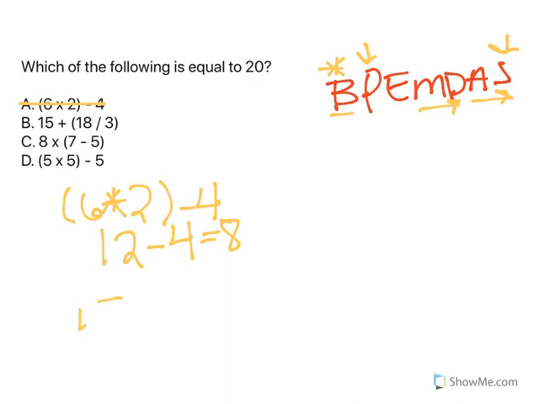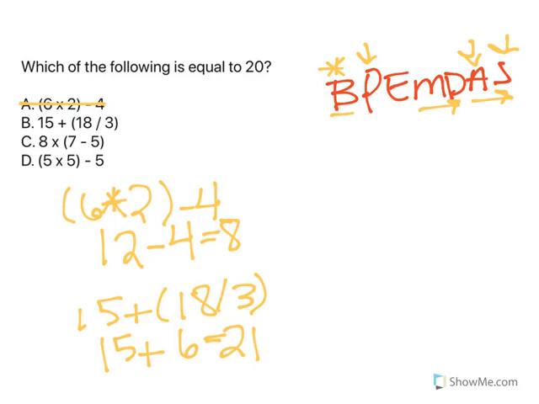And then for B, I have 15 plus (18 divided by 3). However, again, I need to do what's in the parentheses before I'm able to do the addition that I see. So 18 divided by 3 is 6. So 15 plus 6 equals 21. Close, yet no cigar.